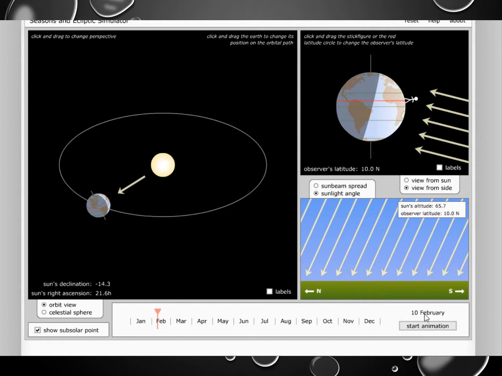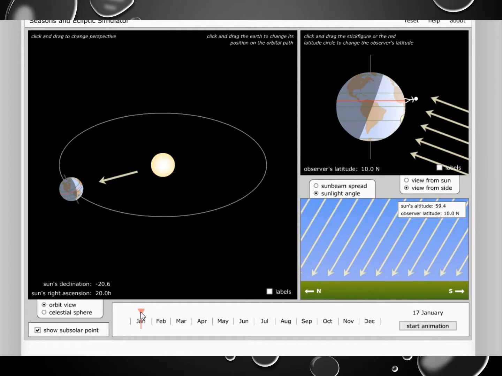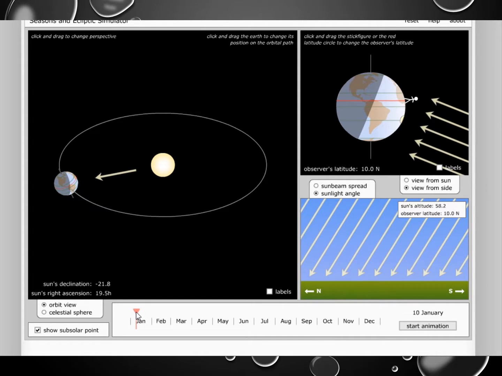Like right now we're looking at February 10th. I can move this little guy right here to get to January 11th. Too much. There we go. So there's January 11th. And you can see this is the sun. It's pointing at the earth. Okay, but the light shines out everywhere. You can look at the earth here and you can see which side is having day and which side is having night. And you can see the tilt of the axis.